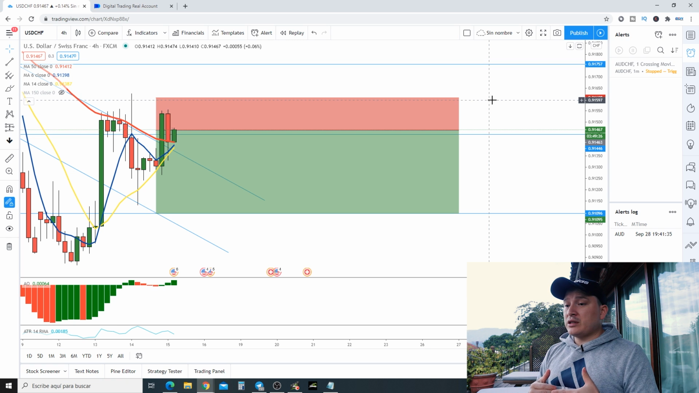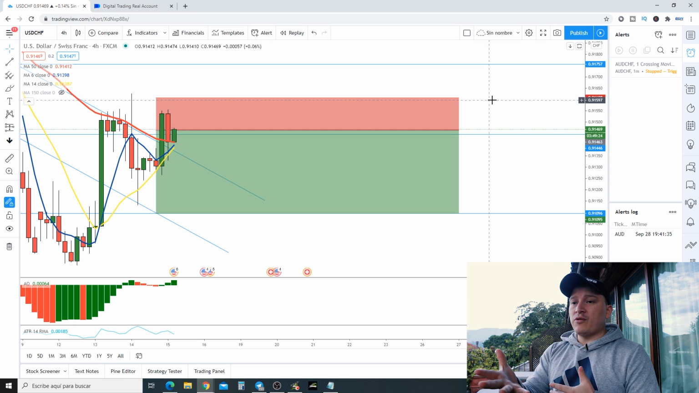So if this 1-hour candle closes, but this is for 4 hours, and we're about to complete the 4 hours in 50 minutes, if it closes above that level, I'm not going to enter.